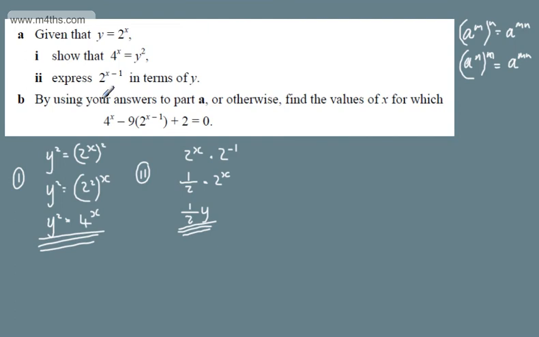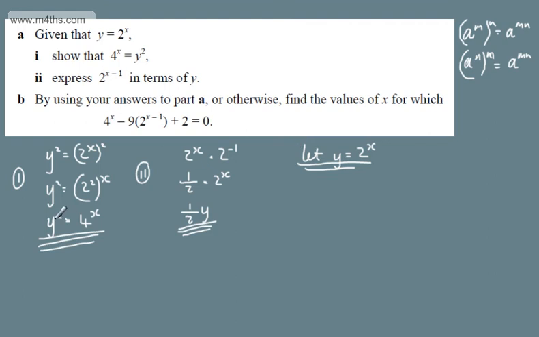In part B, it says by using your answers to part A, or otherwise, find the values of x for which 4 to the x minus 9 lots of 2 to the x minus 1 plus 2 is equal to 0. What I'm going to do is use a substitution. I'm going to say let y be equal to 2 to the x. So using the answers that I found in the first part, I'm going to sub these in. What we're going to have is a quadratic in y. We'll solve for y and then simply make the substitution back to solve for x.